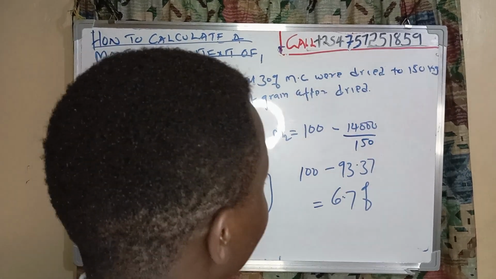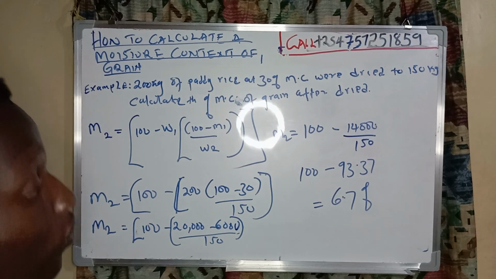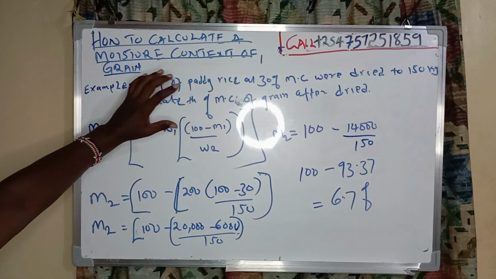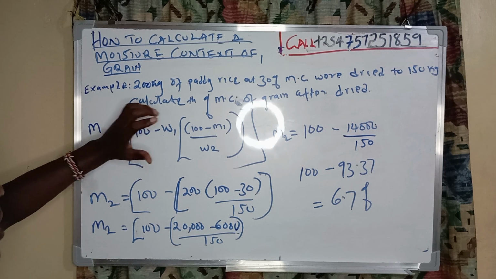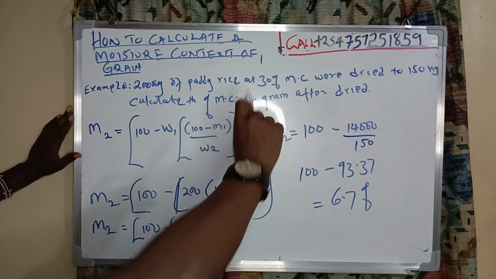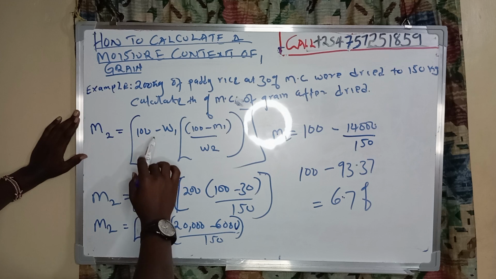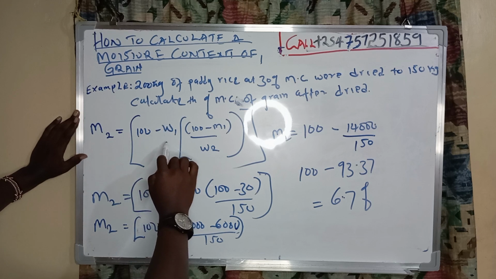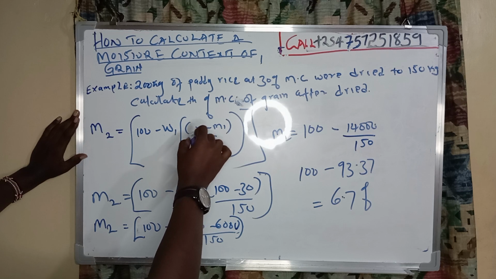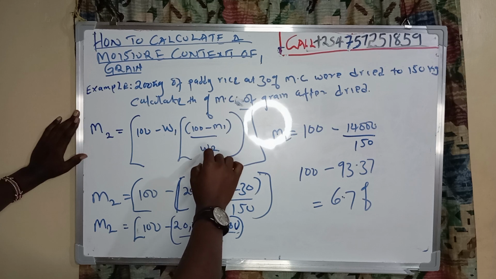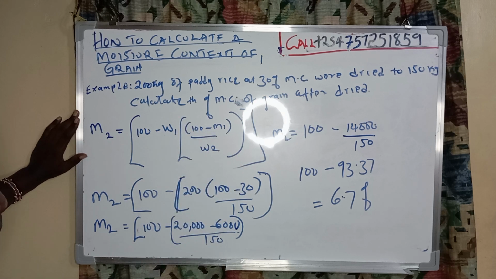Yes, you want to calculate the moisture content of drained grain after you have dried. Now, I will use my equation to solve the problem. First, we need the formula. This is the formula for getting the moisture content after you have dried: moisture content of the dried grain equals 100 minus the first weight, in brackets, 100% minus first moisture content, over second weight.